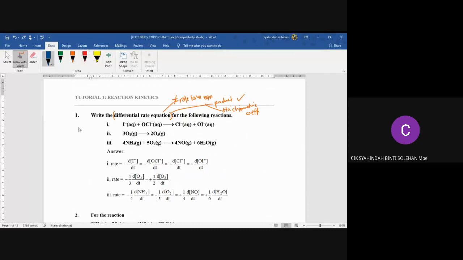Alright, so if you look at soalan satu, dia suruh kamu write the differential rate equation for the following reactions. You kena ingat, differential rate equation tak sama dengan rate law equation. And kalau differential rate equation, dia akan ambil kira pasal produk and also dia akan ambil kira pasal stoichiometric coefficient ya. And if you look at here, you can see that soalan nombor 1, 2, 3 ni shouldn't be a problem if you dah tahu macam mana write the differential rate equation.